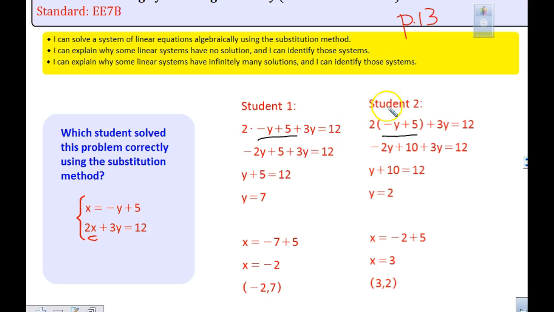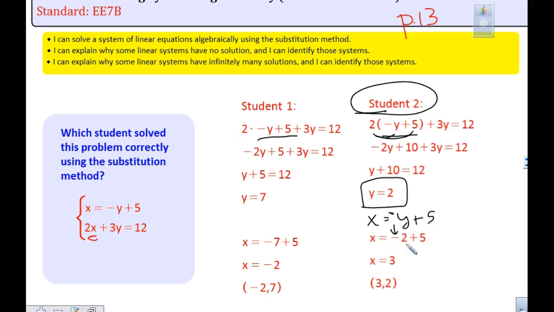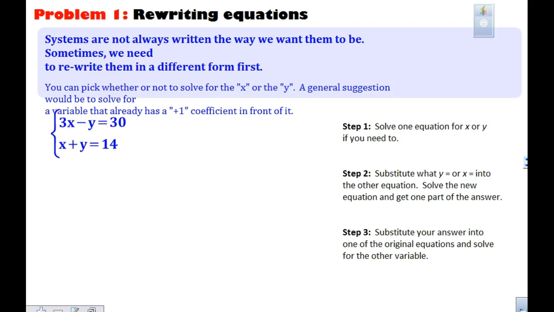Which one did it right? 1 or 2? 2. 2 did it correctly, because anytime you substitute, you want to put that in a parenthesis, and you have to make sure you distribute. So you get y equals 2 versus 7, and then you plug in this first equation where it was x equal negative y plus 5. That's how they got negative 2, because it was a negative in front of the y. So negative 2 plus 5, and x was 3. Our ordered pair is 3, 2. And it should check in both of them.